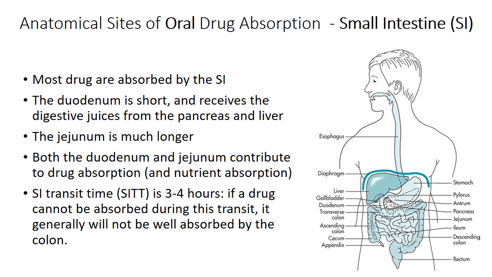The small intestinal transit time is about 3 to 4 hours. So if a drug cannot be absorbed within 3 to 4 hours once it reaches the small intestine, generally at that point the rest of it will probably not be absorbed. So that's the window of opportunity for a drug to get absorbed. Otherwise it'll go into the colon, probably not get absorbed, and then be eliminated fecally as the parent compound.